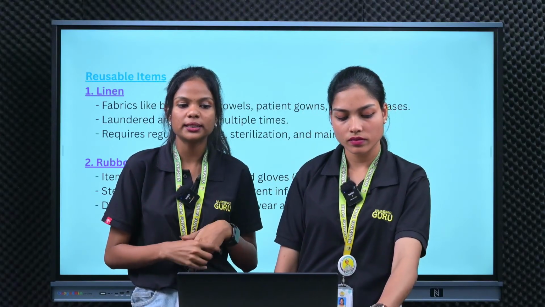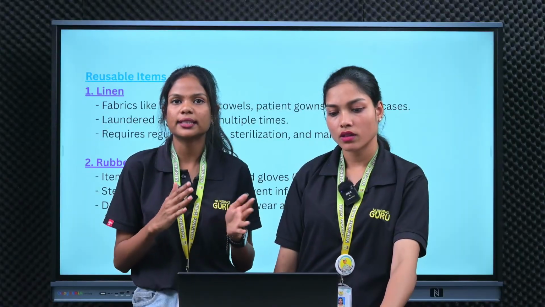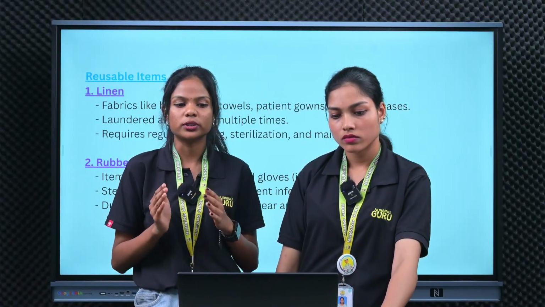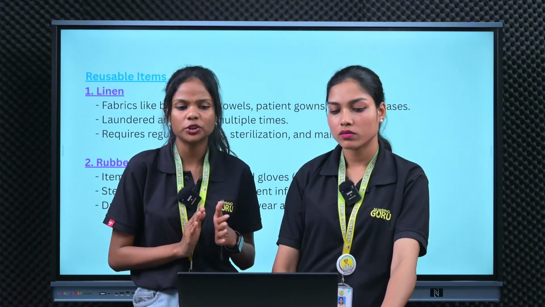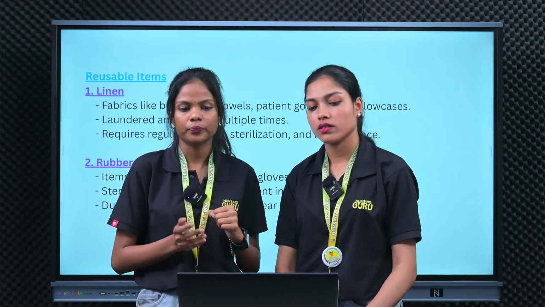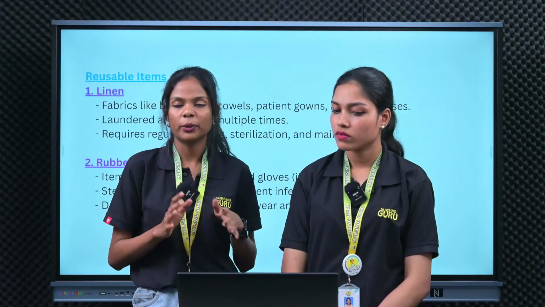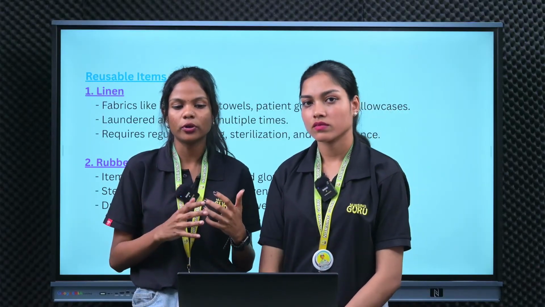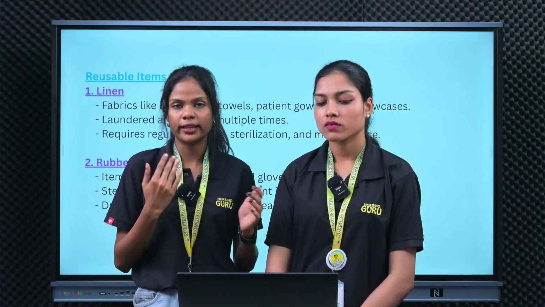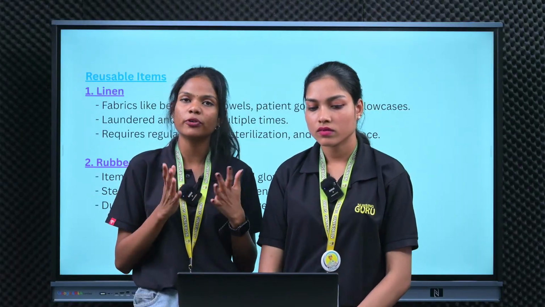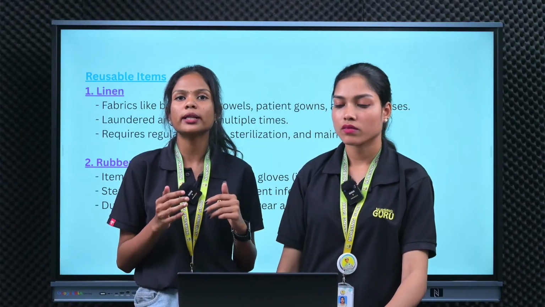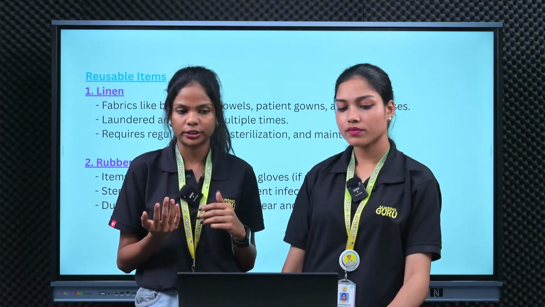Next one is rubber goods. Rubber goods means items like tubes, catheters and gloves. Sterilized between use to prevent infection, and durable but need checking for wear and tear. Before using it again, check whether there is any wear or tear, or sterilize it before use to prevent the spread of infections.